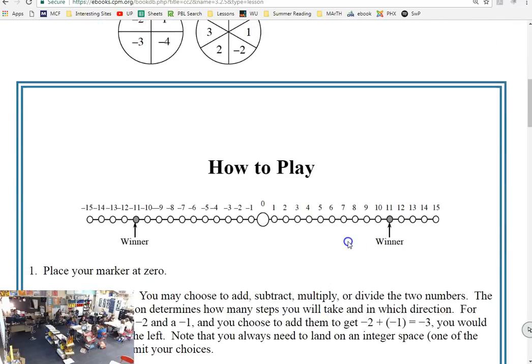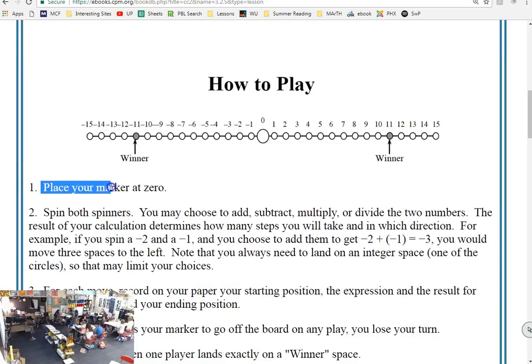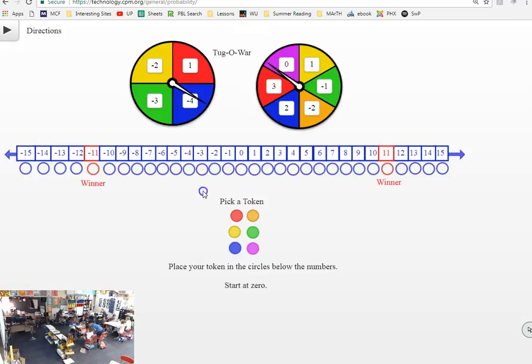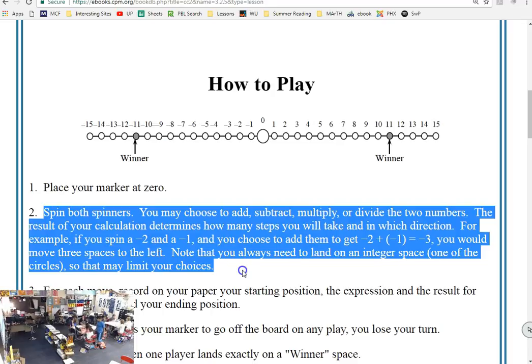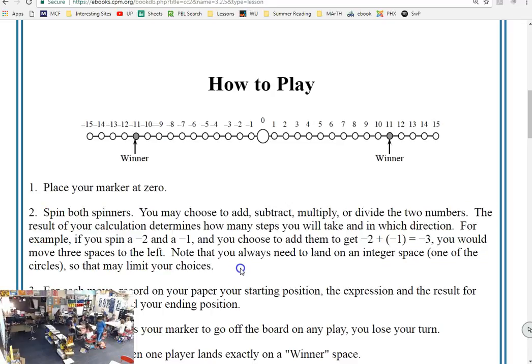Here is how the game works. If you don't know how the game works, it's not going to be very easy for your group to play. You want everybody to be able to see the computer. Don't pick up the computer by the screen. Then place your marker, whatever you decide your marker is, at 0. You have 6 different colors to choose from. Hey, don't do this yet. You don't know how to play yet, so chill. Hold on just a second. Spin both spinners. You may choose to add, subtract, multiply, or divide the 2 numbers. The result of your calculation determines how many steps you will take and in which direction.